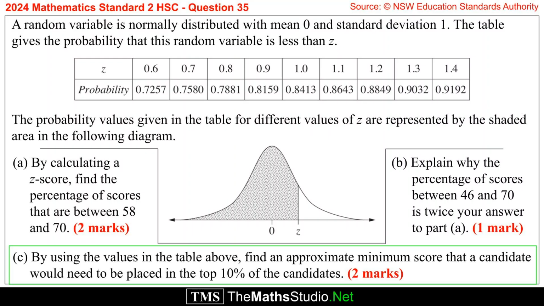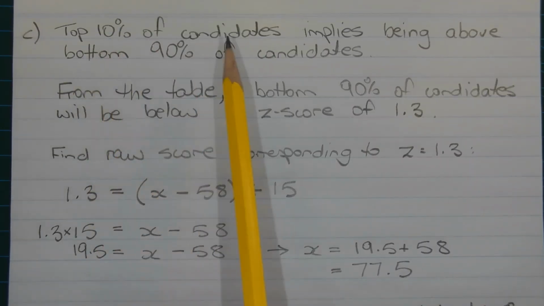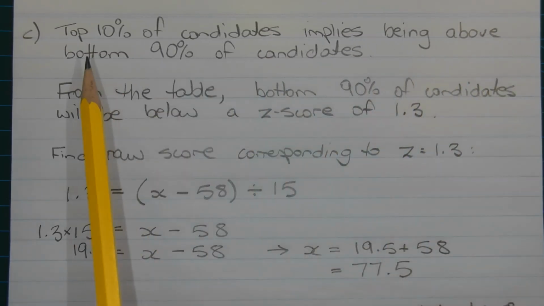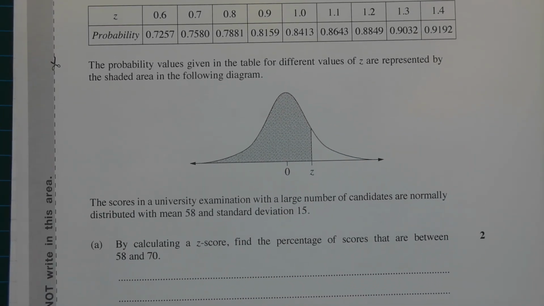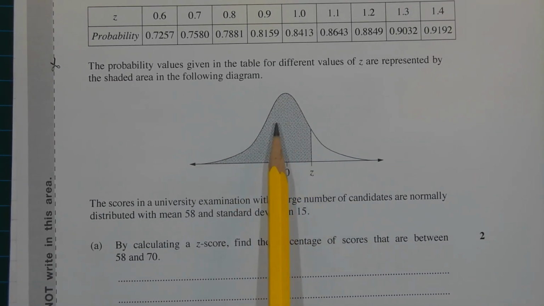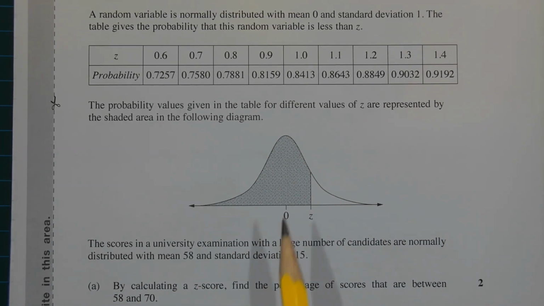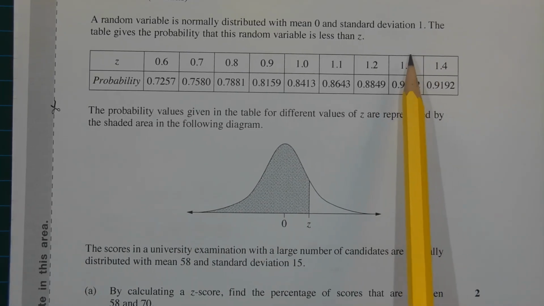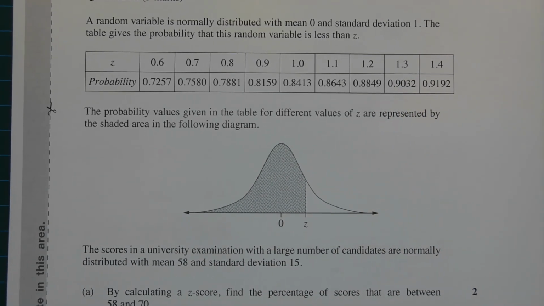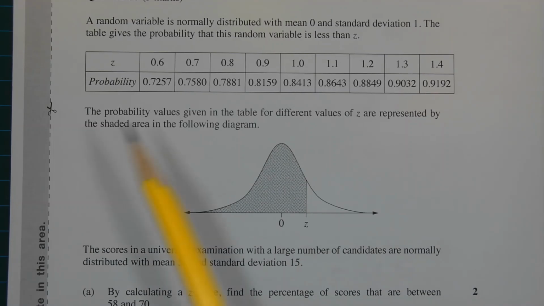Part C. By using the values in the table above, find an approximate minimum score that a candidate would need to be placed in the top 10% of candidates. Being in the top 10% of candidates implies being above the bottom 90% of candidates. If we just go back to our normal distribution, we want the bottom 90% to be in this shaded region here. Now looking at the table, the bottom 90% corresponds to a z-score of 1.3. In other words, candidates in the bottom 90% will score less than a z-score of 1.3.